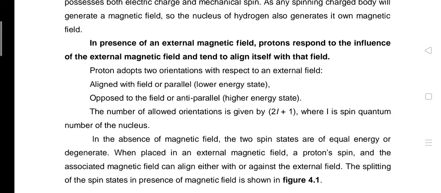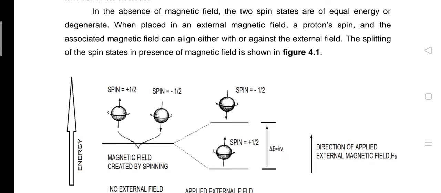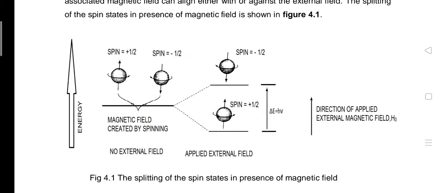In the presence of an external magnetic field, the protons respond to the influence of the external magnetic field and tend to align themselves with the field. It is very important to remember this if you are going to study nuclear magnetic resonance. This diagram is asked many times, because it shows the splitting of spin states in the presence or absence of a magnetic field. Many times in examinations they can ask. So students, you have to remember this diagram, basically B.Sc. students.